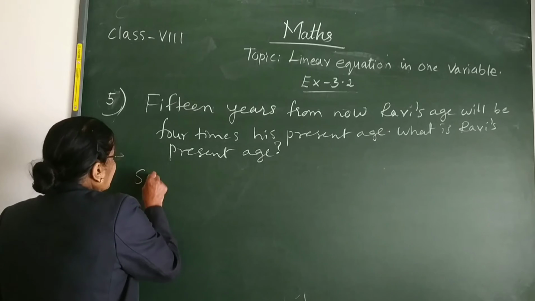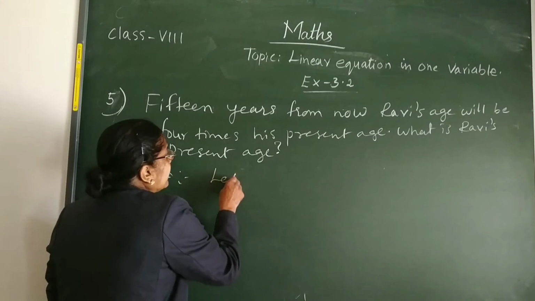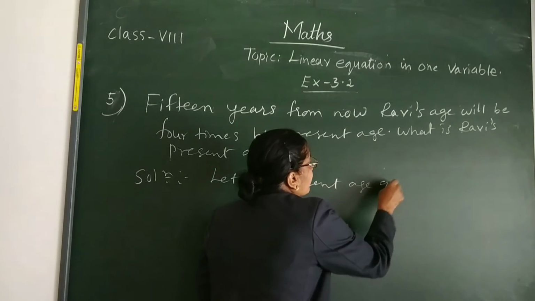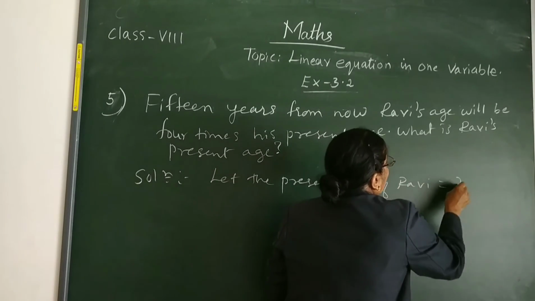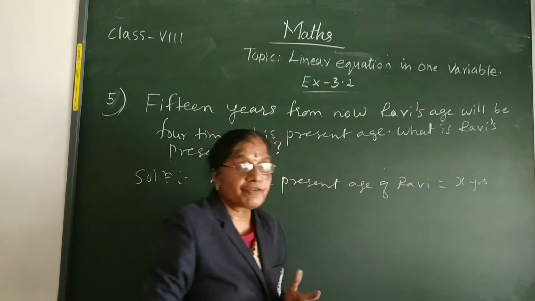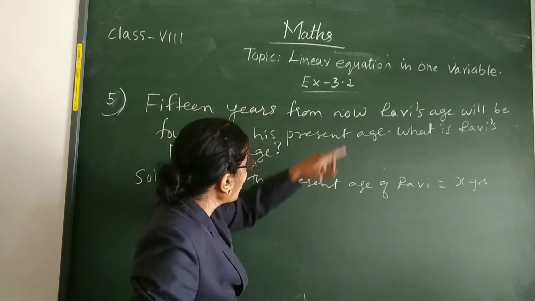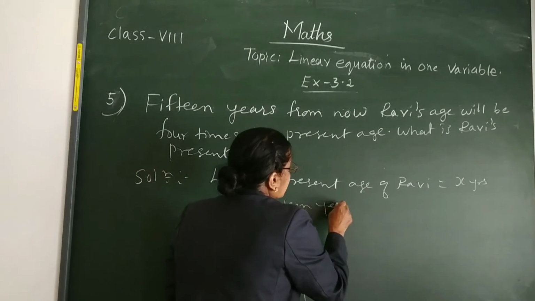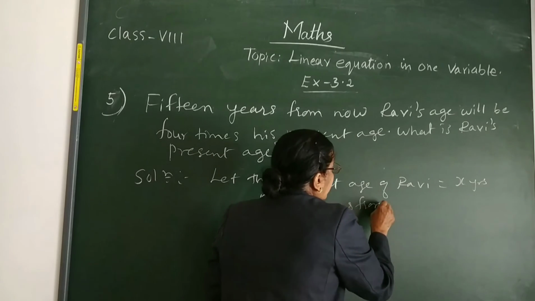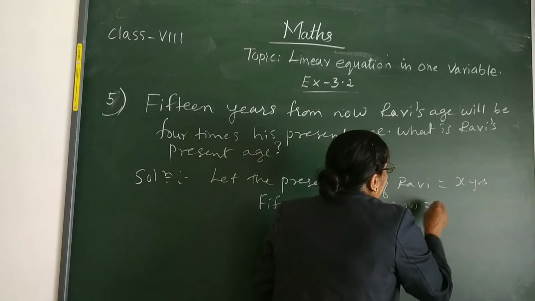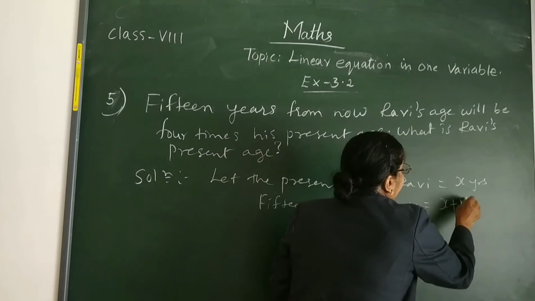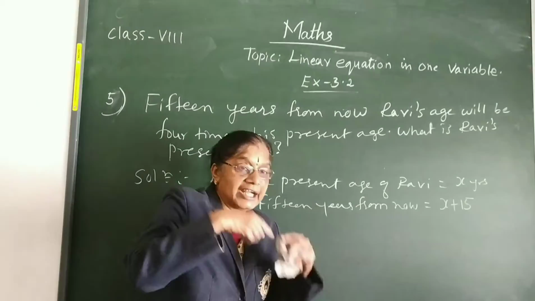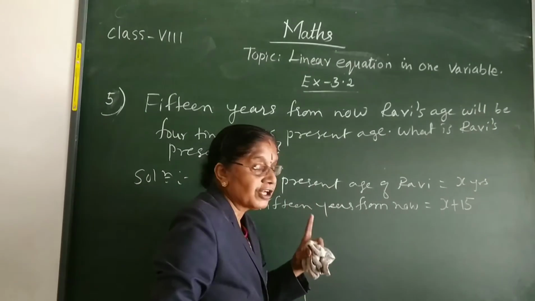So let us first suppose the present age of Ravi is equal to x years. So what is the present age of Ravi? X years. 15 years from now, what will be Ravi's age? Ravi's age will be x plus 15. That is very important. You have to add 15 to x. That much age will become Ravi's age after how many years?